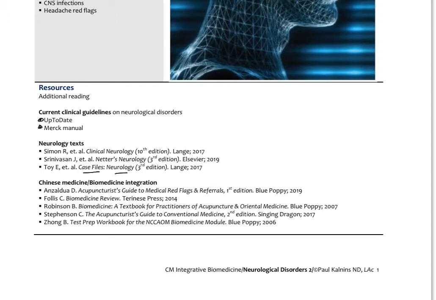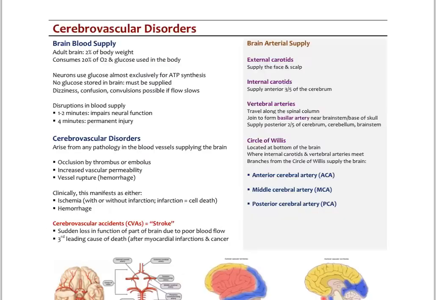And then in terms of Chinese medicine, biomedicine integration, I would recommend Claire Stevenson's book, Acupuncturist's Guide to Conventional Medicine. And then another helpful one is Anne Zaldua's book, Acupuncturist's Guide to Medical Red Flags and Referrals. I've integrated aspects of that in the notes, but those are helpful references to have as well.